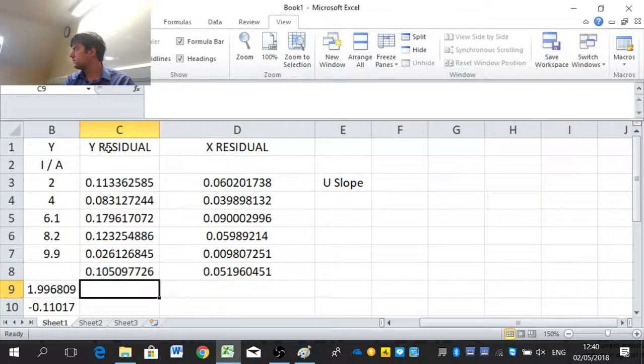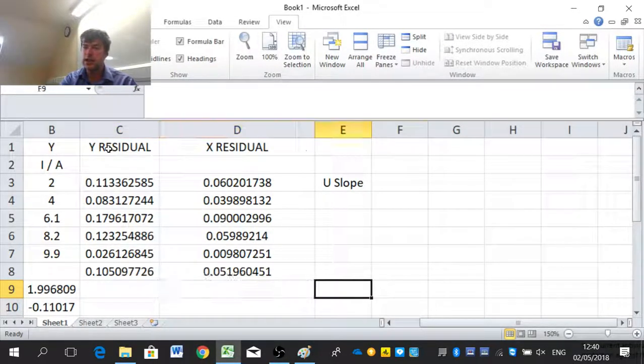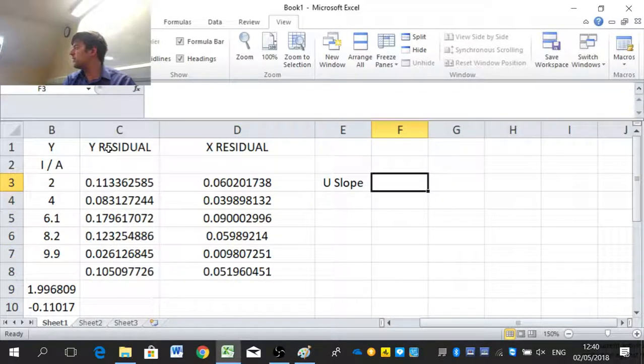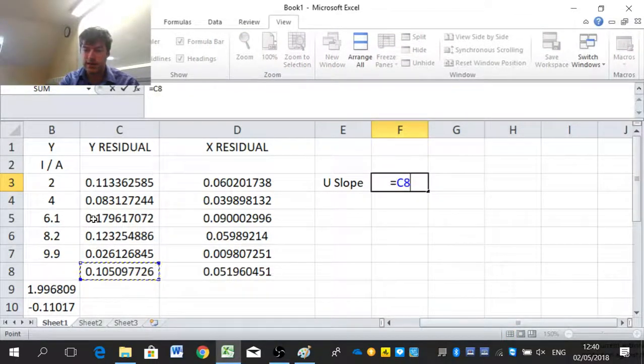Now, the uncertainty in the slope, let's calculate it now. So the formula is, it's equal to the y average residual. Oh, sorry, let me use brackets. Bracket y divide the x. Close.